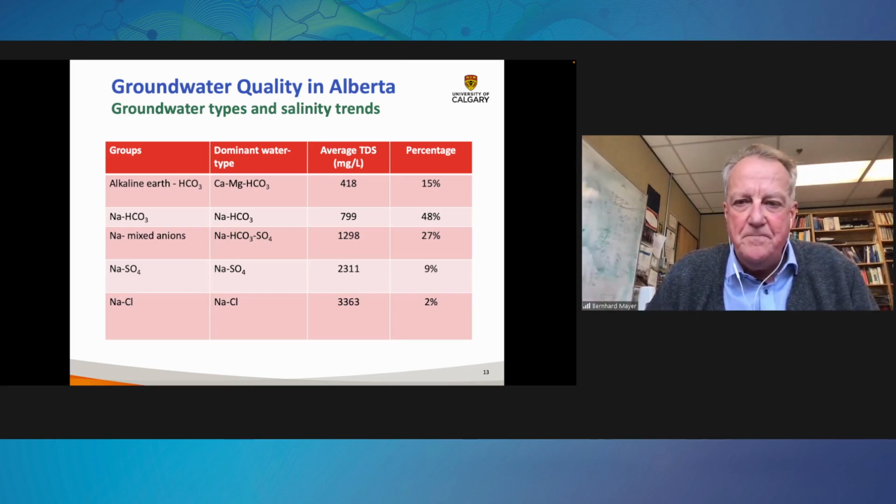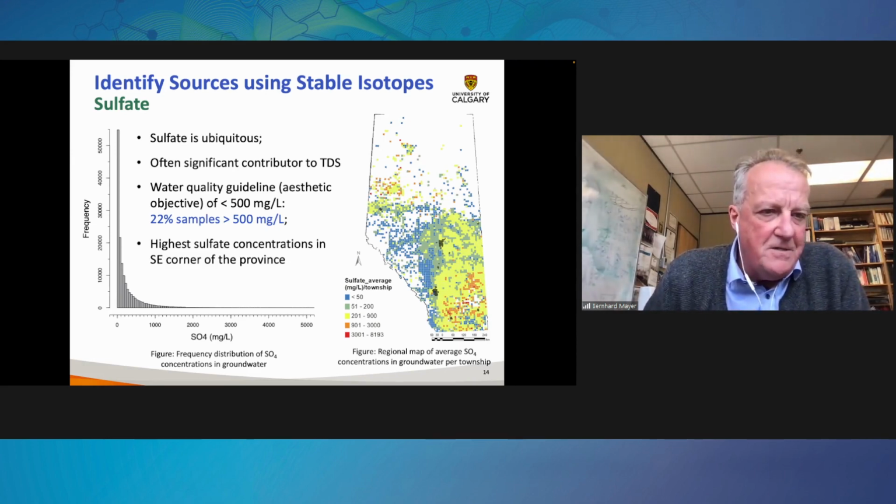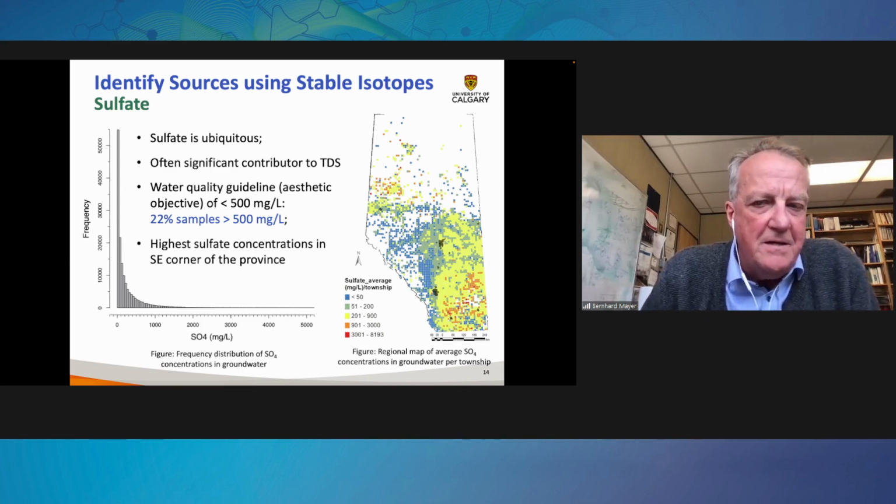This importance of sulfate to contribute to the salinity prompted us to have a more detailed look at the distribution of sulfate in groundwater in the province of Alberta. On the left-hand side, you see a frequency diagram showing you the concentrations of sulfate for all of our samples. And on the right-hand side, again, we show average sulfate concentrations in a given township, one average value per township. Sulfate occurs everywhere and often contributes significantly to the total dissolved solids of the groundwater.